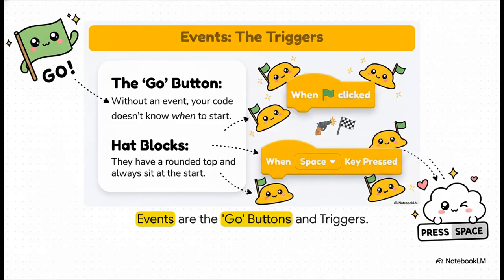First up, we have events. Notice the shape of these yellow blocks. They have this rounded top, kind of like a little hat. That shape is actually a massive clue. It means nothing can snap on top of them. They have to go at the very beginning of your script. Events are your triggers. They are the go buttons. Without an event block, your code literally doesn't know when to start. It might be when the green flag is clicked to start the whole game, or when the space key is pressed to make your character jump. They are the starting pistol.